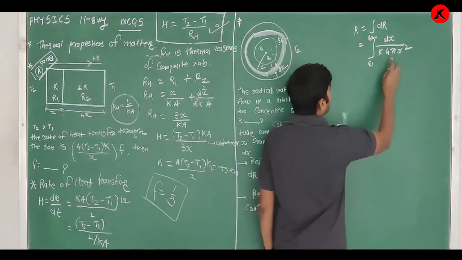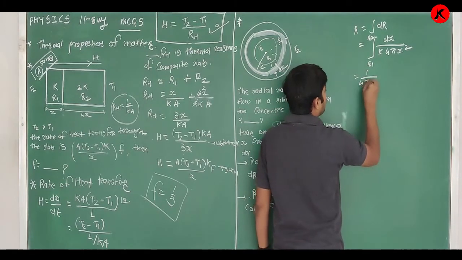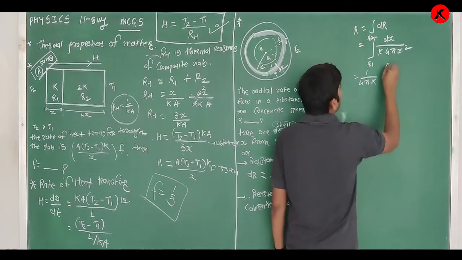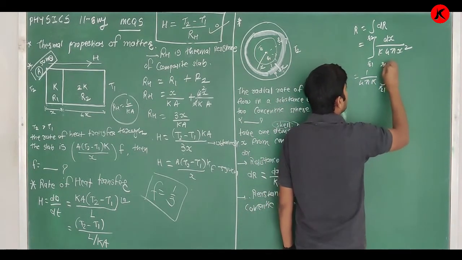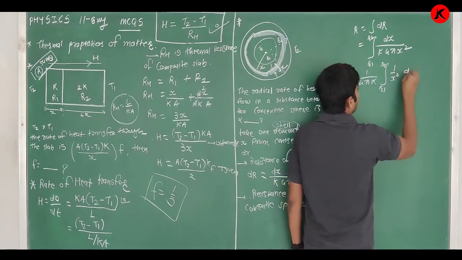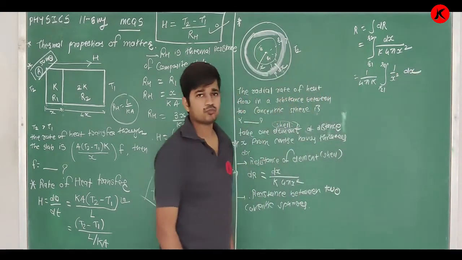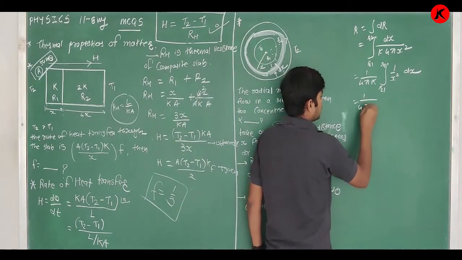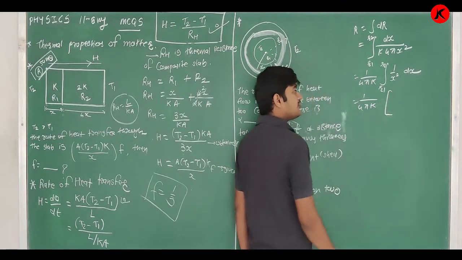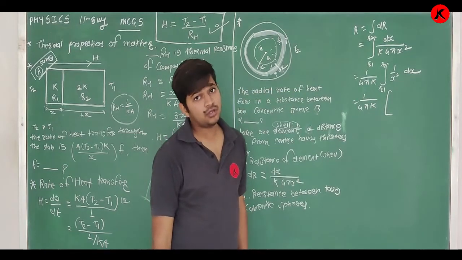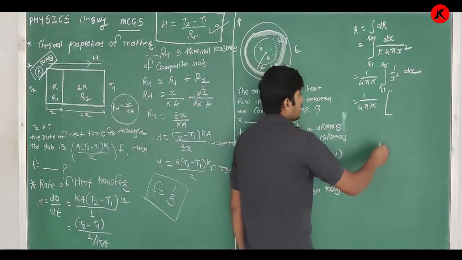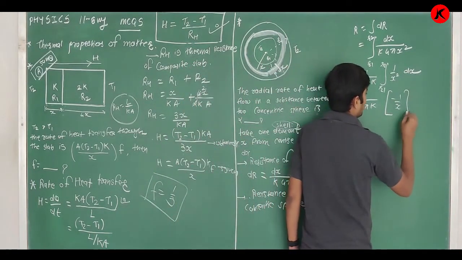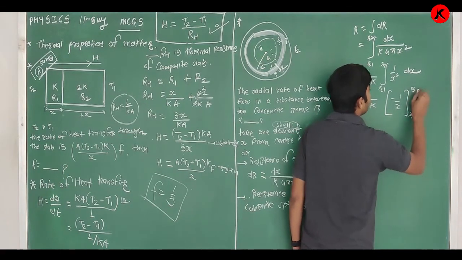Yeah, 4 pi k constant. So it is 1 upon 4 pi K constant, integration R1 to R2, 1 upon x square dx. So it is equal to 1 upon 4 pi K. What is integration of 1 upon x square dx? Yes, it is minus 1 upon x. Minus 1 upon x. Limit is from R1 to R2.